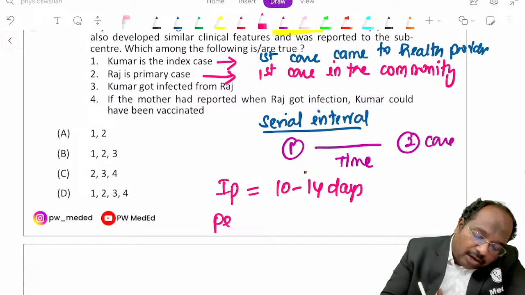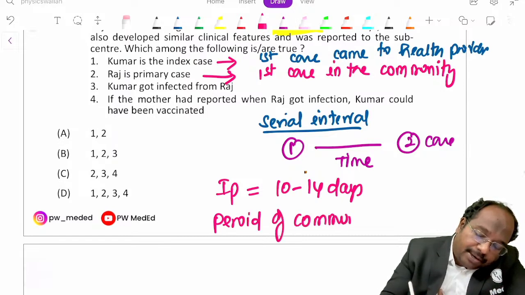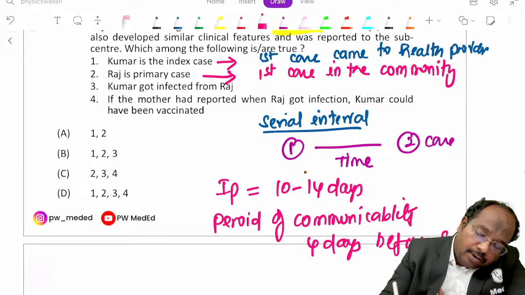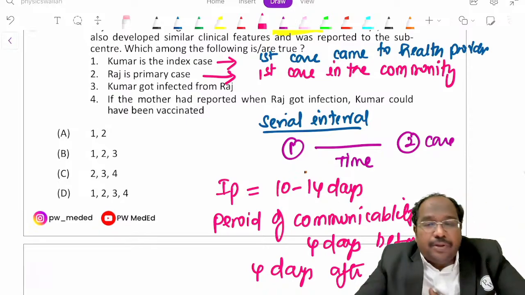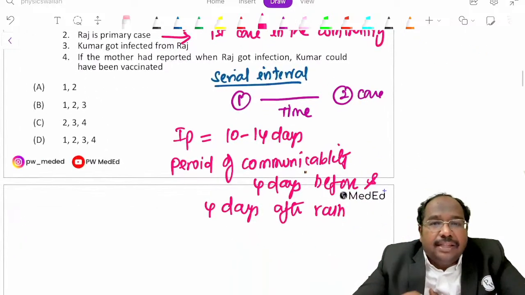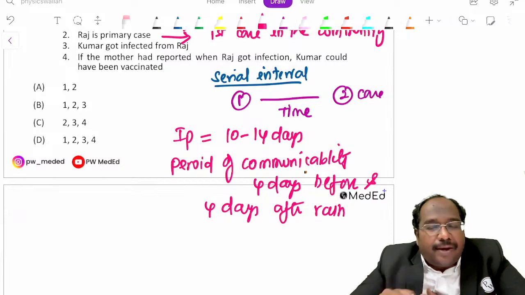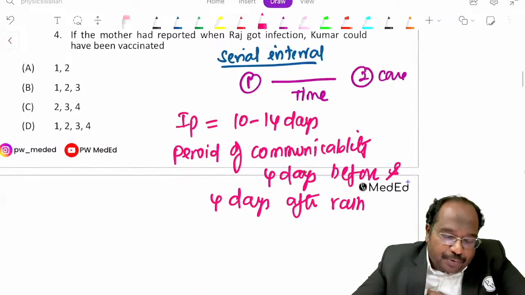We will see all these concepts, then we will go back to the question. What is the period of communicability? 4 days before and 4 days after the rash. That is the period of communicability.